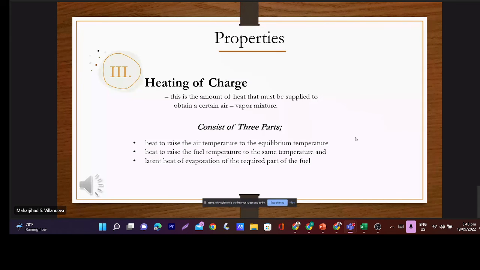So the liquid fuel can be burned in pools or sprays. The burning process starts with the vaporization of the liquid fuel. There is required amount of heat to raise the air and fuel temperature up to the equilibrium temperature. Lastly, the latent heat, also called the heat of vaporization, is the amount of energy necessary to change a liquid to a vapor at constant temperature and pressure.